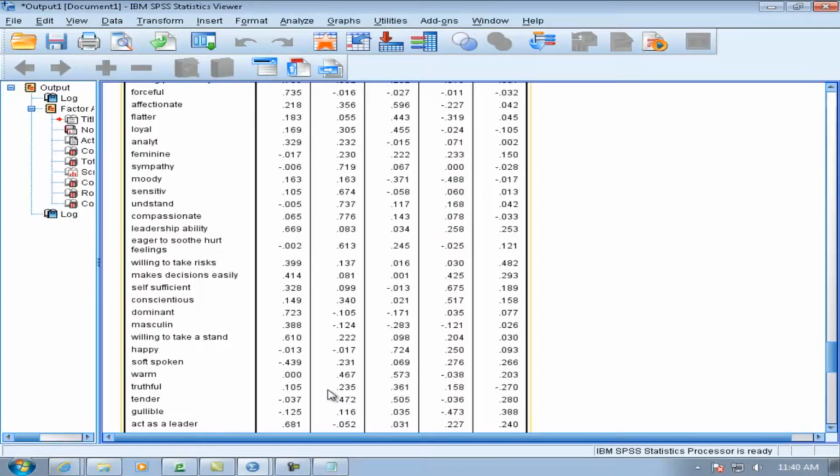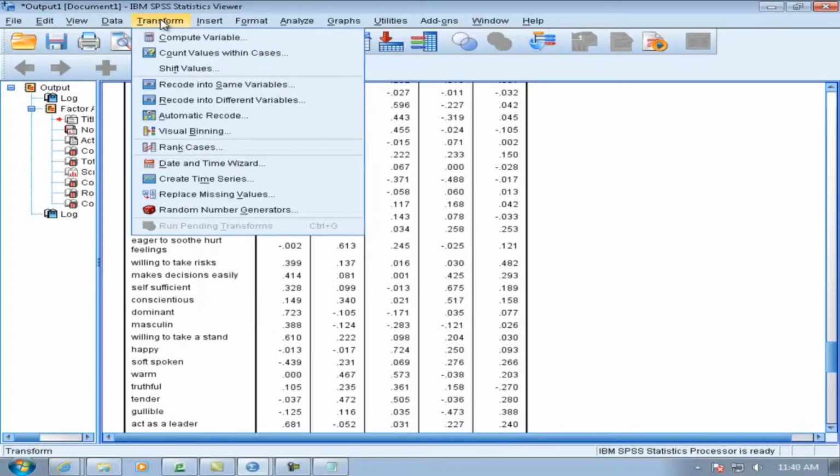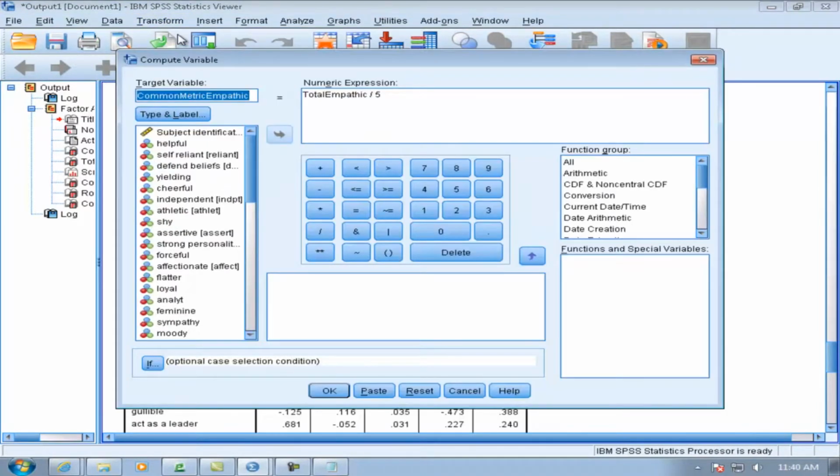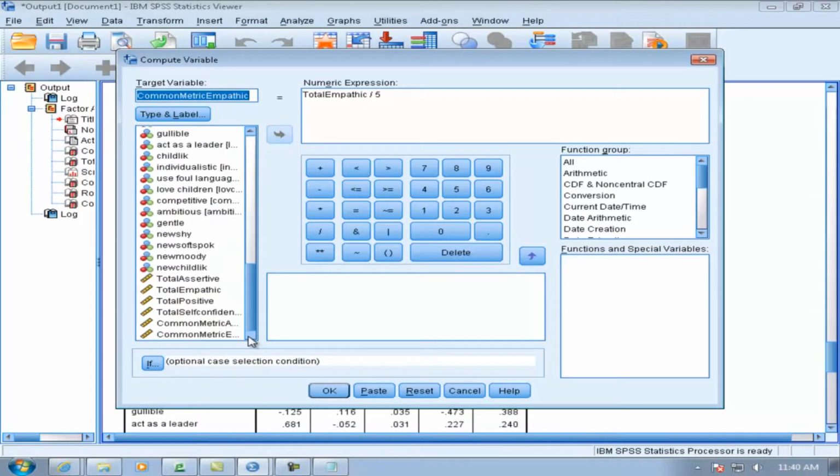Okay, so now let's see. How many have we done now? Transform. Are we on the fourth one now? Let's see which ones we have done. We done empathic. We got 2 more to do, right?